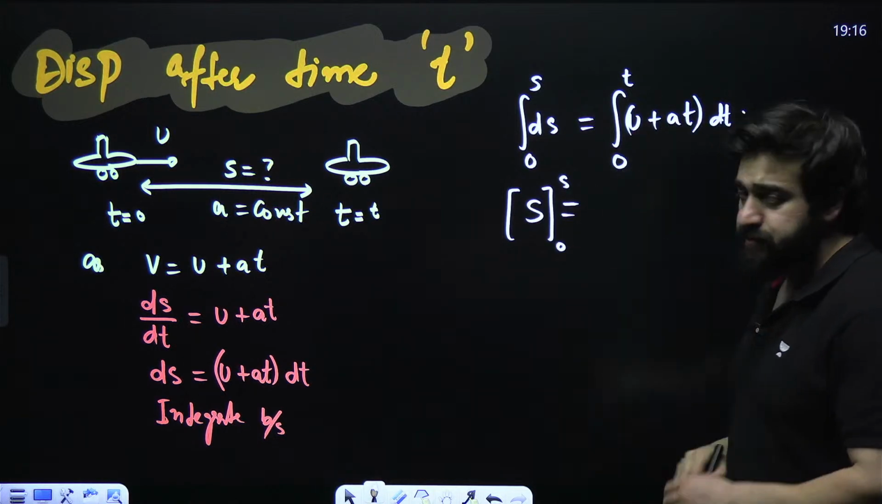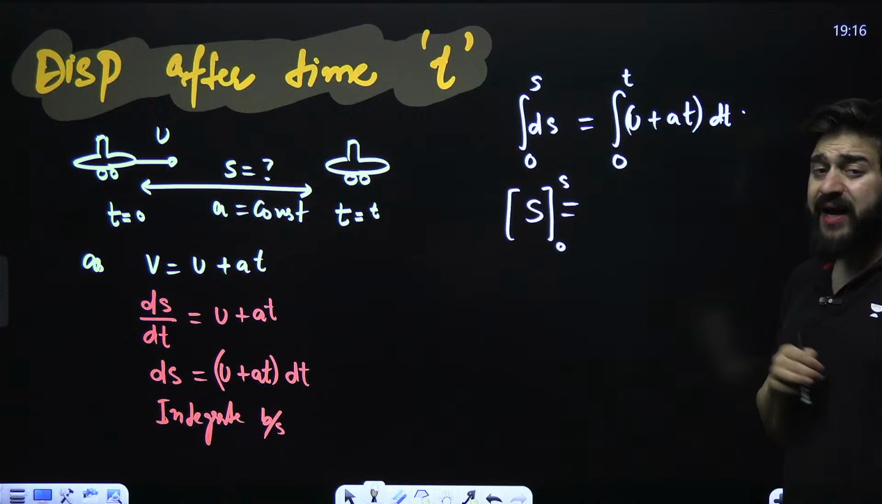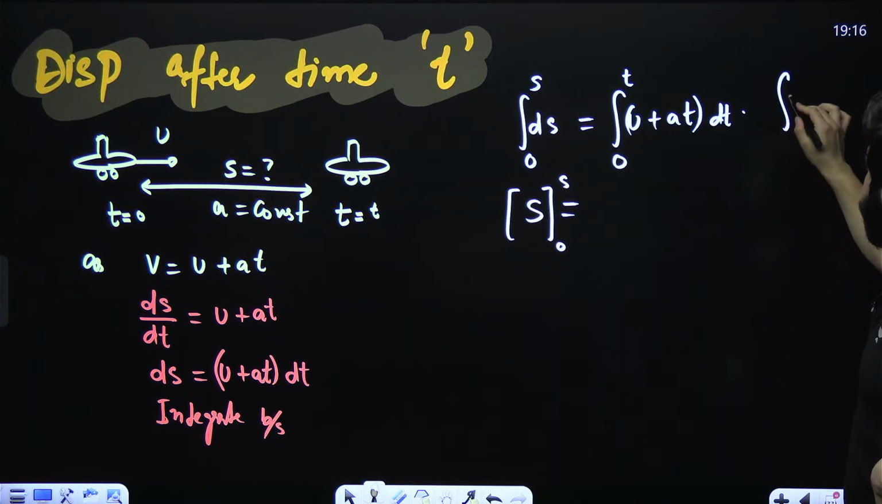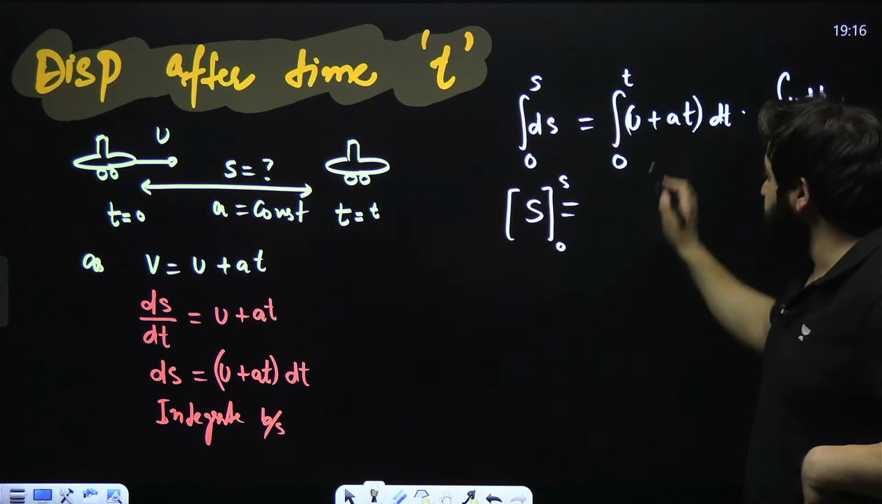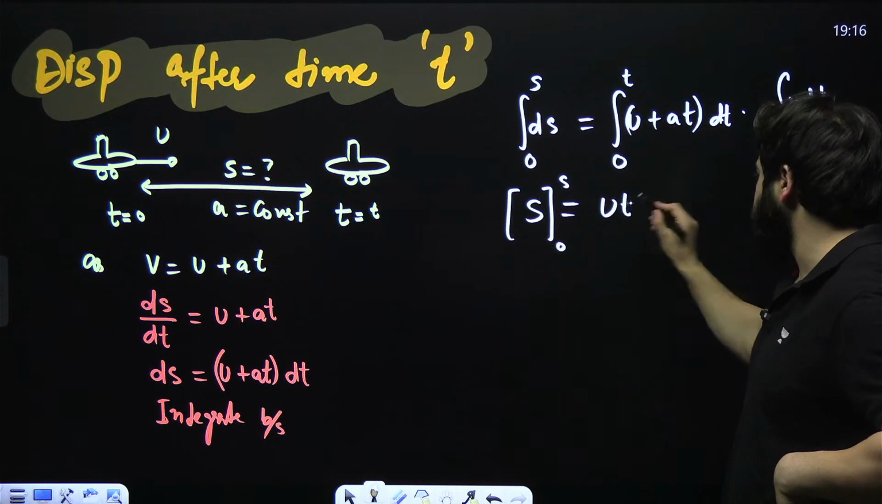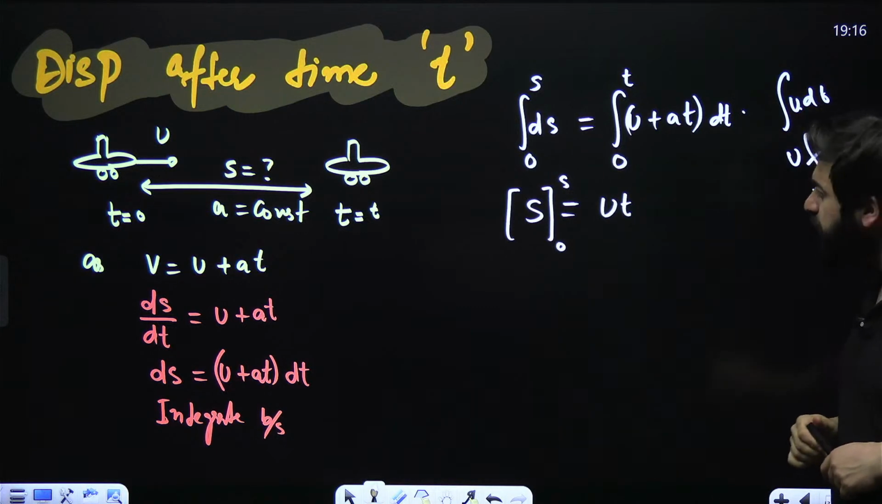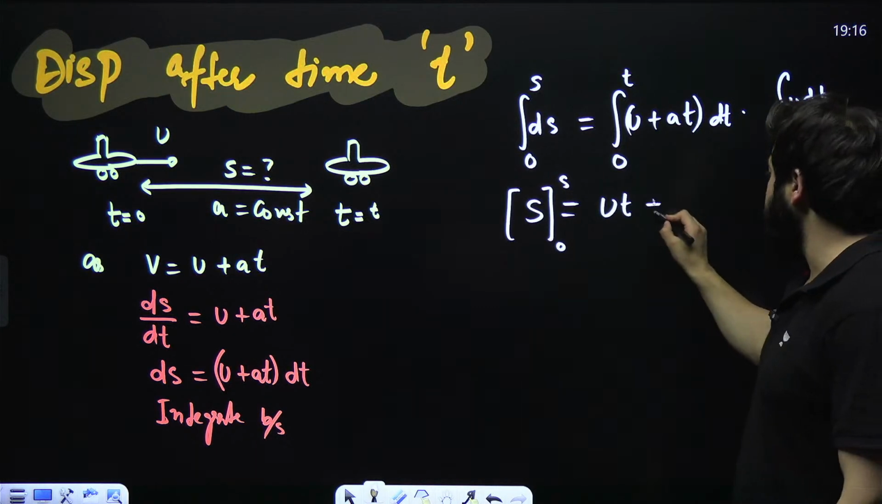Now what is the integration of u? This is integration of u dt. Take u as constant, take this u out, so it is integration of dt. This and this will cancel, so it will come out to be ut. So integration of u is simply u into t.